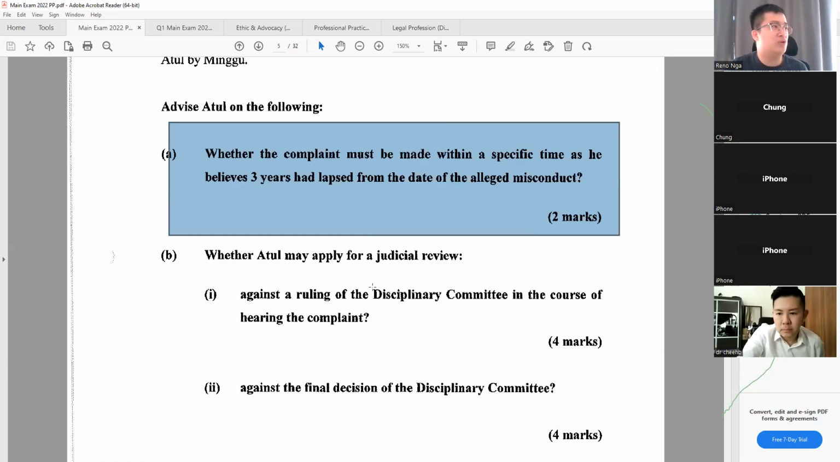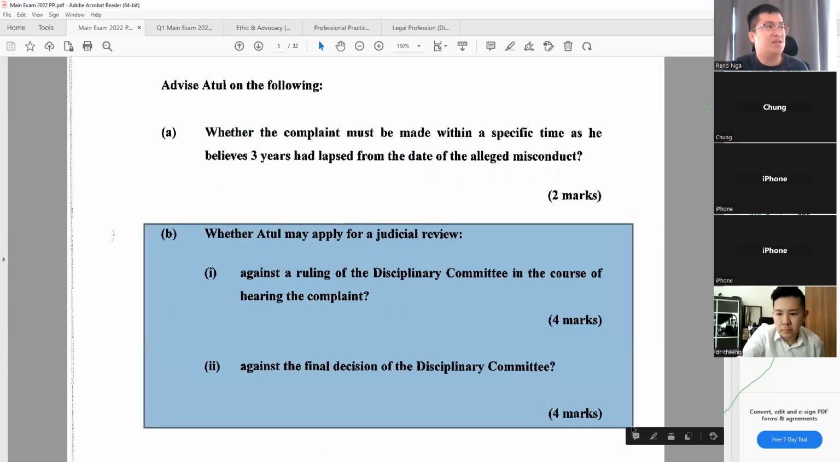Okay. Then we go to the next one. B. Whether A may apply for judicial review. Okay. So I think you guys should know what is judicial review, right? So basically it's a review of a governmental order. So let's say DBKL today wants to forfeit my land, my property. So then I want to challenge DBKL's decision, so I can file judicial review. Okay. So judicial review basically is an action.